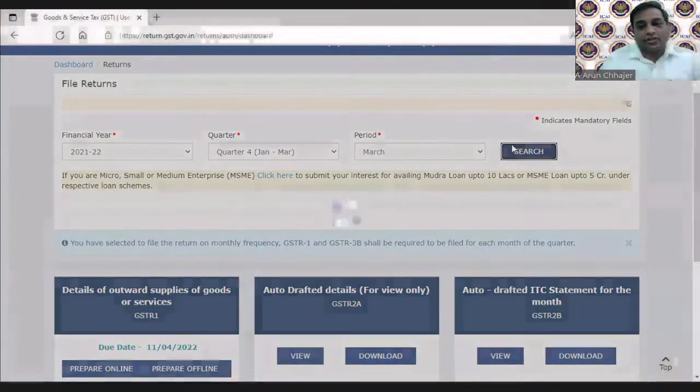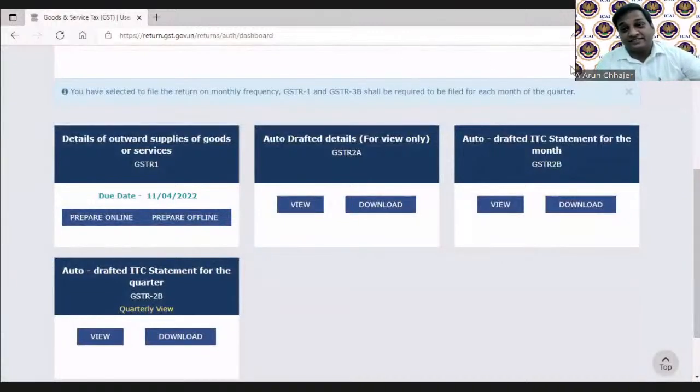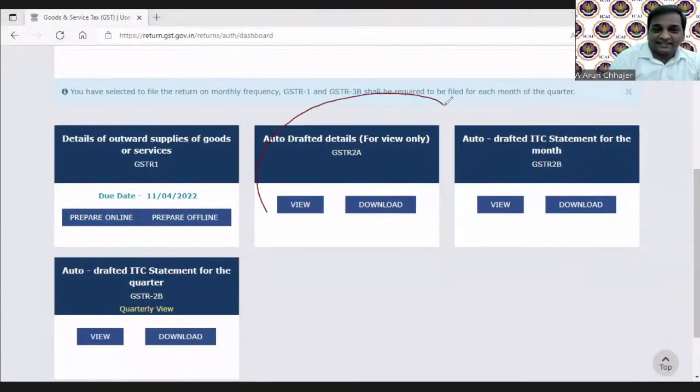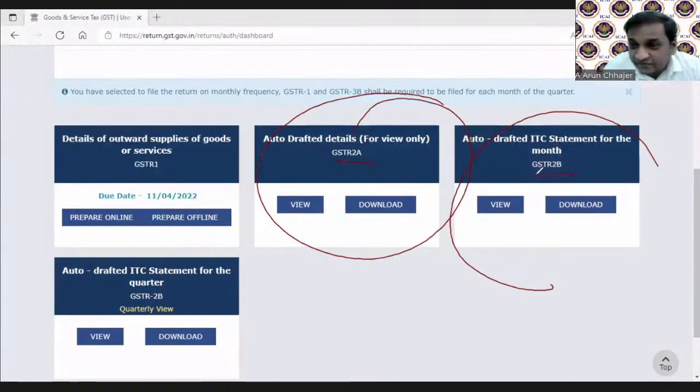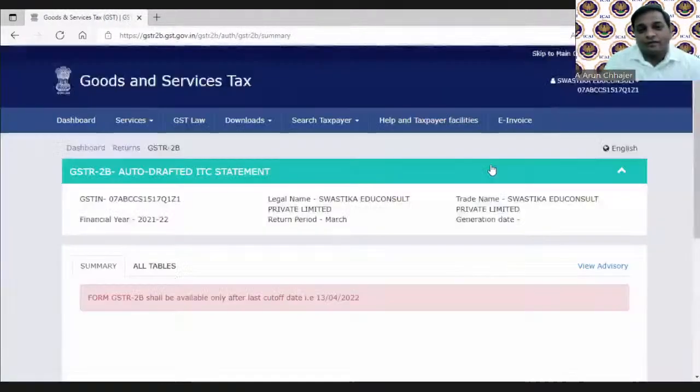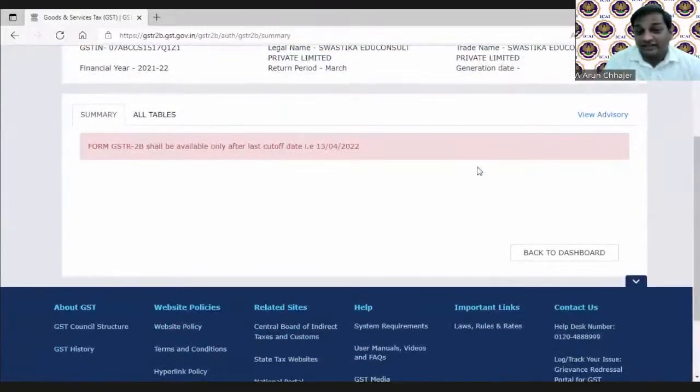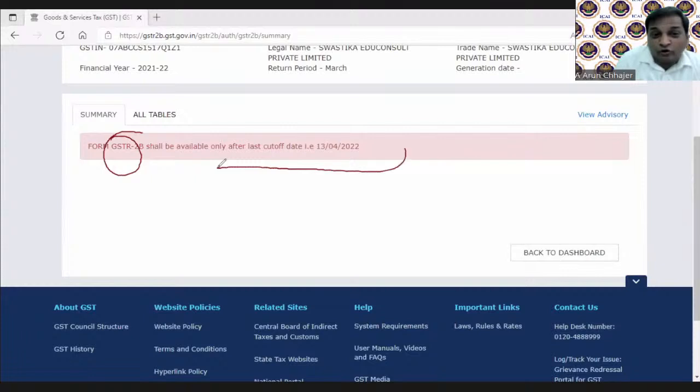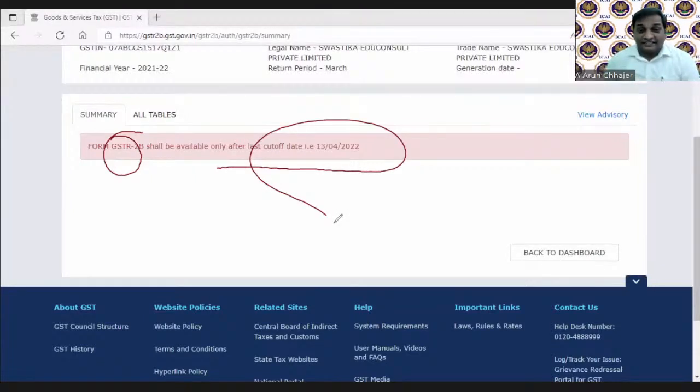So we were talking about what is the difference between GSTR 2A and 2B. We can see the details in GSTR 1. We can see the details in 2A as well as in 2B. What is the difference? Let me click and identify one difference. What is written? GSTR 2B shall be available only after the cutoff date. It means you can see the GSTR 2B only after 13th.